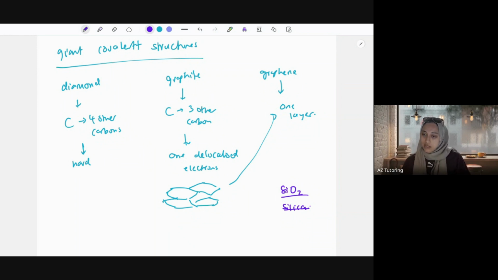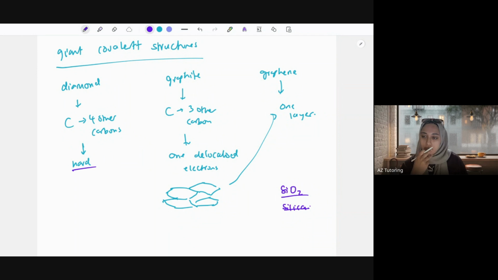They could ask to give other examples of giant covalent structures as well. And they could just ask to describe each of the structures. So you could say diamond is carbon bonded for the carbons, which allows it to be hard, and so on. So I hope that answered your question.